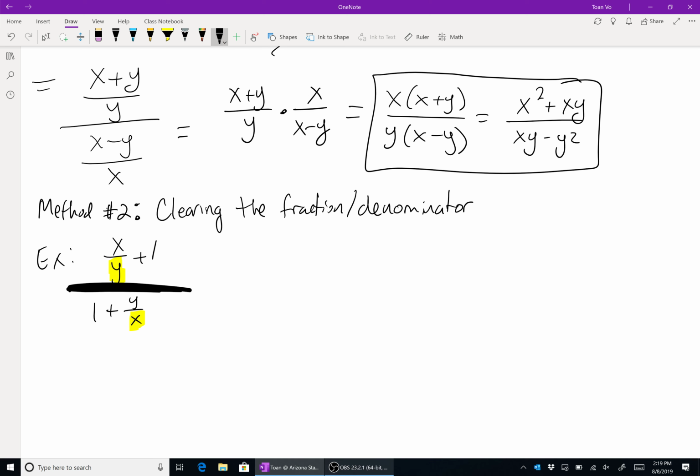This is a pretty simple example. Just by looking at it, we don't have to do any fancy writing. Ooh, forgot to unbold. Someone shout out, what's the LCD here? It's just xy. Perfect. Just put them together, xy.